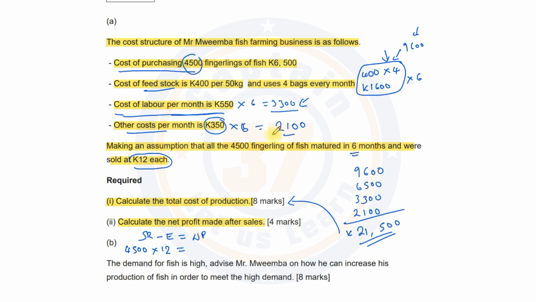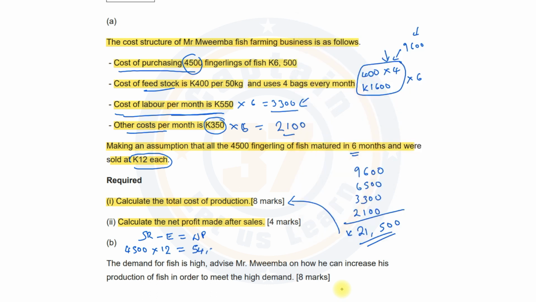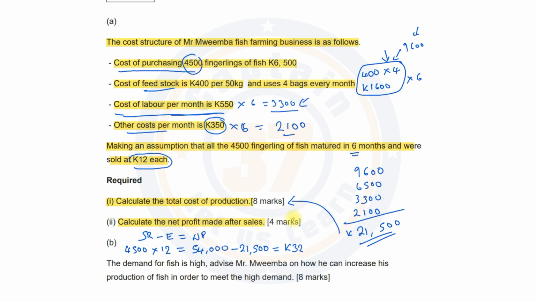And so 4,500, let me just pull out the calculator. 4,500 multiplied by 12 gives us 54,000 kwacha. We are not yet done. From this 54,000 kwacha, we are supposed to subtract the total costs of production, which we found to be 21,500. When we do that, 54,000 kwacha less 21,500 gives us 32,500 kwacha. So 32,500 kwacha, and this was the answer.